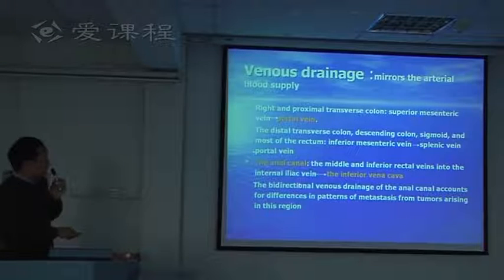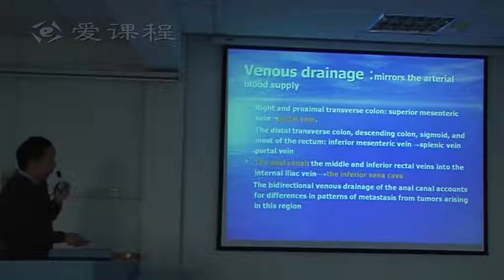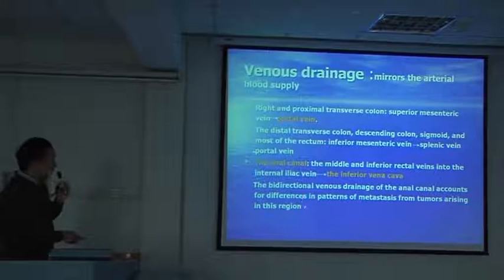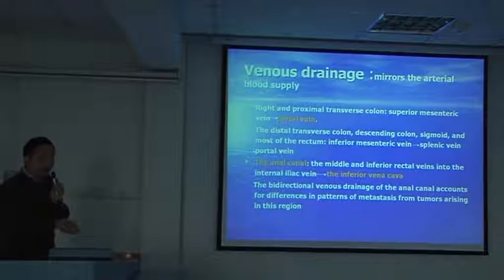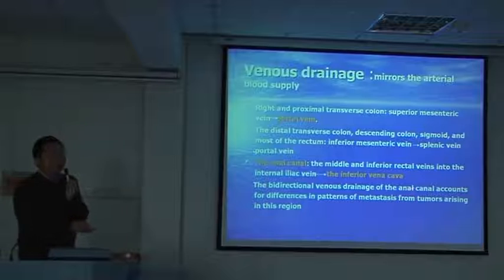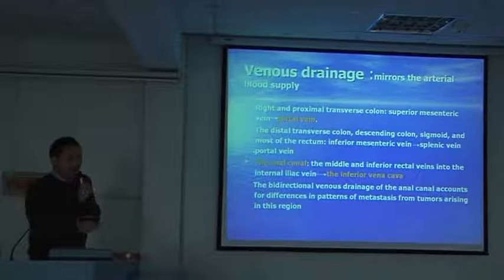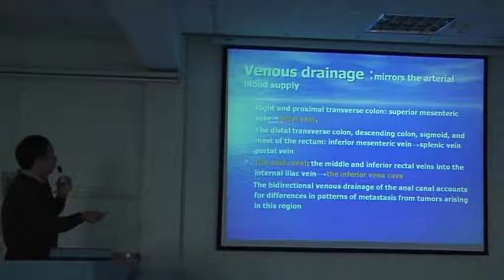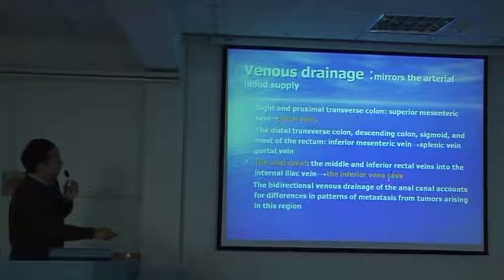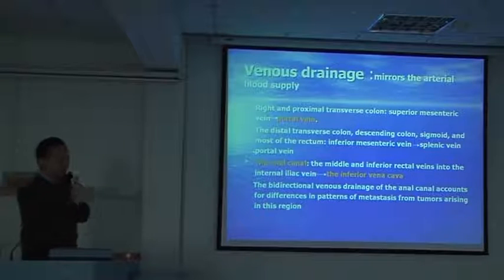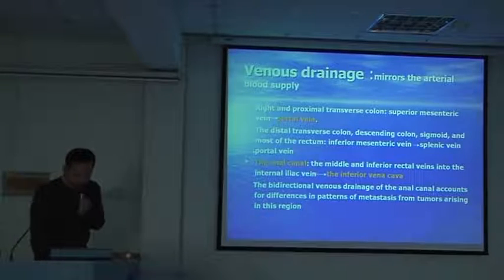So the bidirectional venous drainage of the anal canal accounts for differences in the pattern of metastasis from tumors arising in this area. So a tumor in this area may have a different way to metastasize. Most goes to the portal vein, some to the inferior vena cava, then to the lung, etc. Okay.